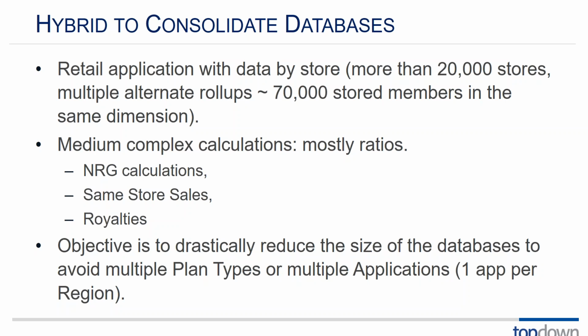The calculations are not particularly complex, mostly ratios: adding stores, removing stores, closing a store, doing renovations, applying same-store sales, so a percentage that you want to apply by country or by store, at different levels, and calculating royalties.